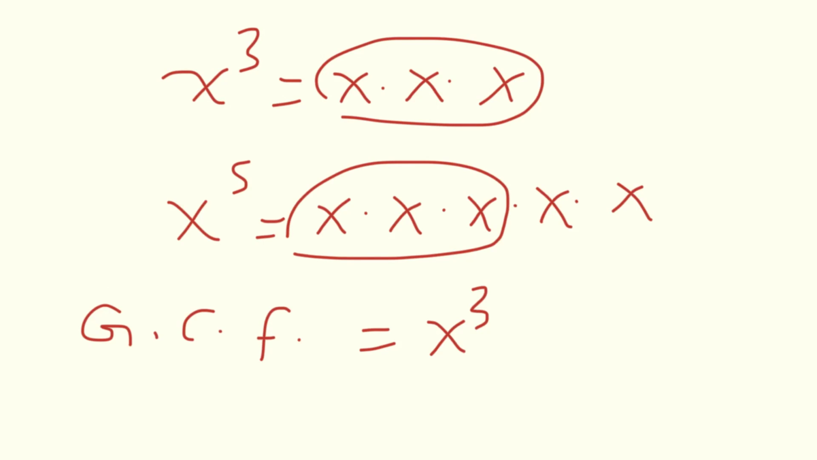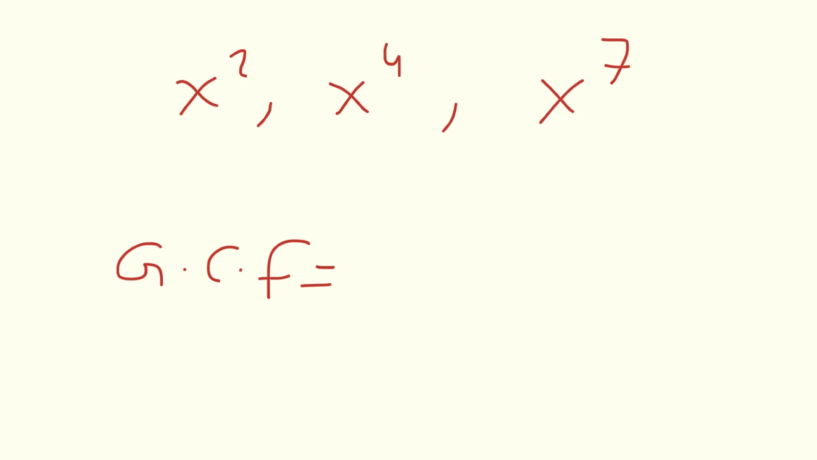So if I have another example, what is the greatest common factor of x squared, x power 4, and x power 7? X squared, as simple as that. The greatest common factor is x squared. It's always the one that has the lowest.